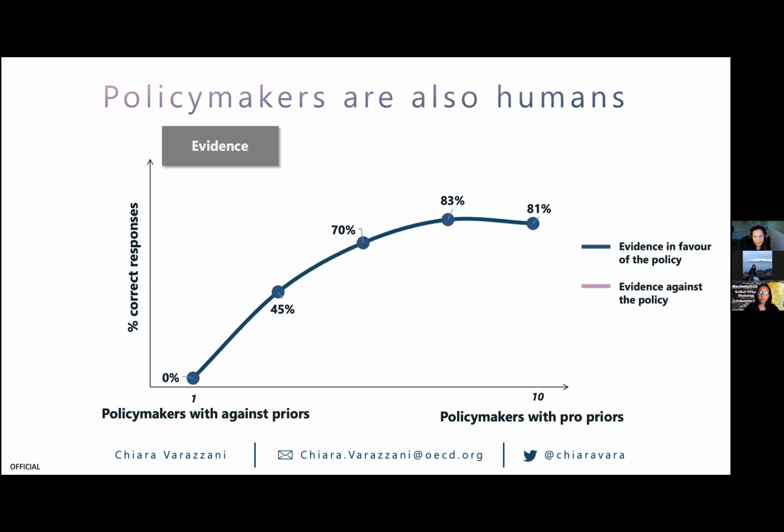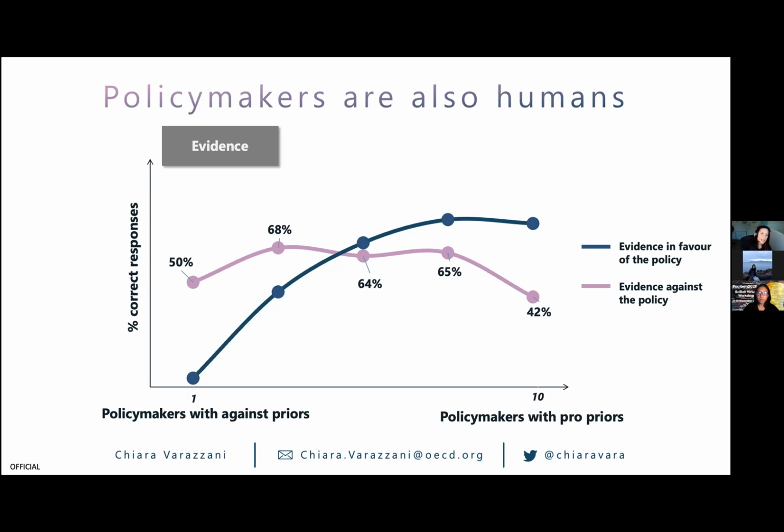While when evidence in favor of the policy was presented to policymakers already in favor of the policy, well, they were 81% correct. And it was the reverse case for evidence against the policy. So this is nothing new. It's just really to show you that policymakers suffer from confirmation bias as anybody else.